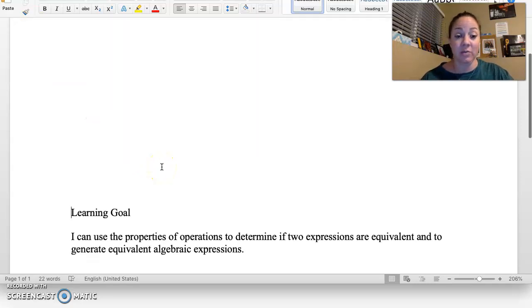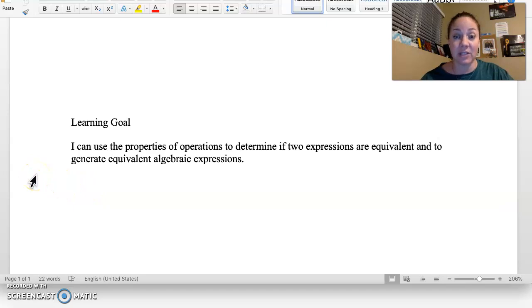So, our learning goal for our lesson today, and yes, you need to get this in your notes. Our learning goal is, I can use the properties of operations to determine if two expressions are equivalent and to generate equivalent algebraic expressions. Those are a lot of goofy words. And that is what we are going to work on. Make sure you click pause so you can get the entire learning goal in your notes.